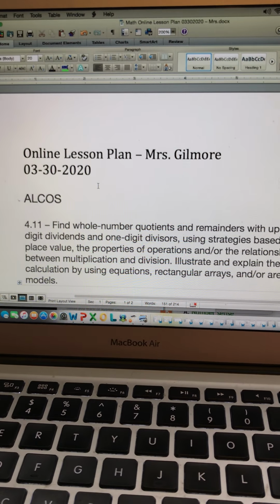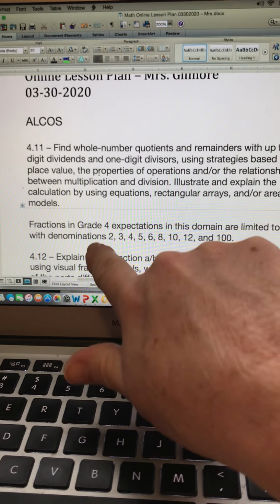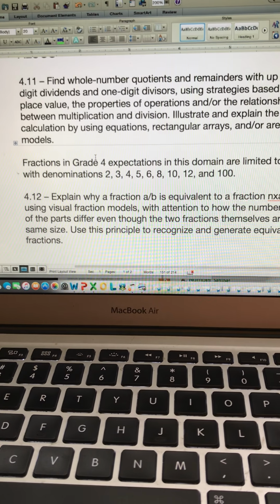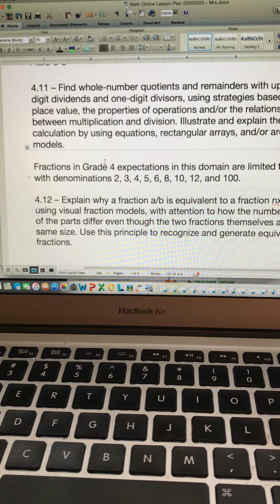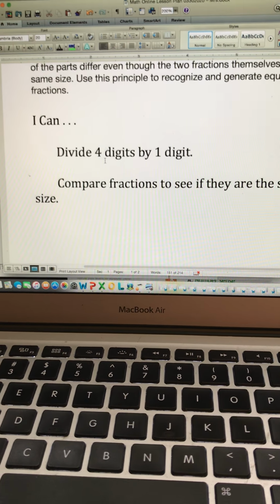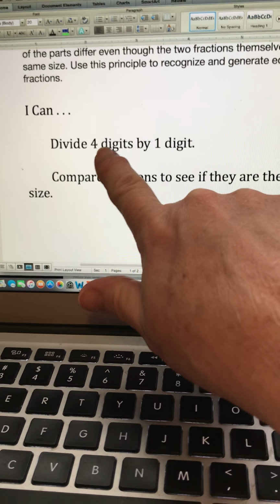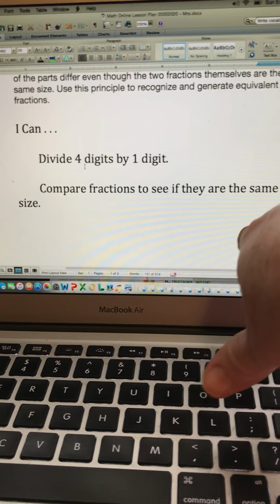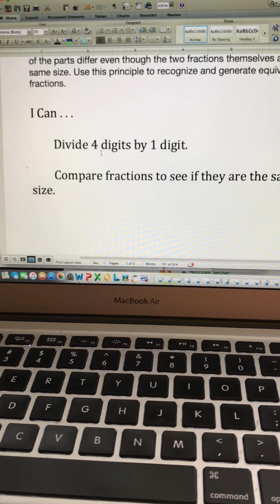So here is our week that we are in. These are the actual course of study requirements for 4th grade, dealing with division and with fractions. And here are our I can statements. These are a little easier to understand. I can divide 4 digits by 1 digit. I can compare fractions to see if they are the same size. That means that they would be equivalent.